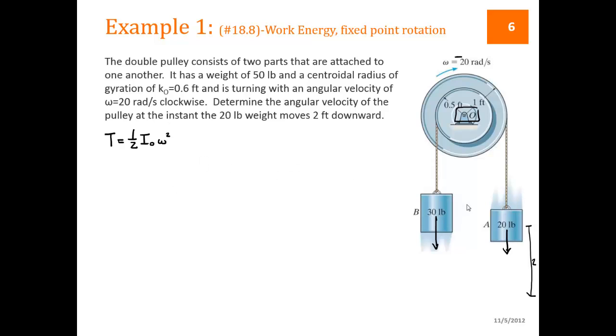Then we have the kinetic energy for each of these blocks. So we have 1/2 of the mass A times V_A squared plus 1/2 mass B times V_B squared. Okay, right now we have one equation and 3 unknowns. And so we need to try to relate these unknowns. The unknowns are omega, V_A, and V_B. So can we relate omega to V_A and to V_B? So if we look at the pulley, the relationship is going to come about through the radii.